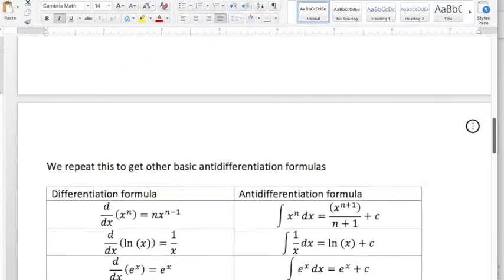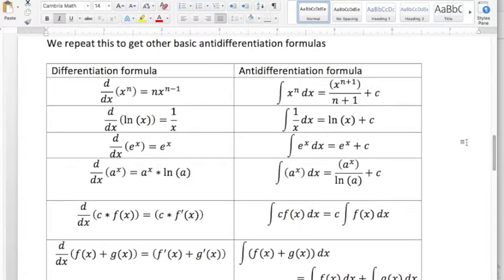Well, I can do that same process and get the other basic antidifferentiation formulas. And these are formulas that you need to have memorized, that you need to be able to quote without any difficulty. So if we had a differentiation formula, which was the power rule, that gives us the antidifferentiation power rule. The derivative of ln of x is 1 over x. This was the missing case when n was minus 1. So the antiderivative of 1 over x is ln of x plus c.